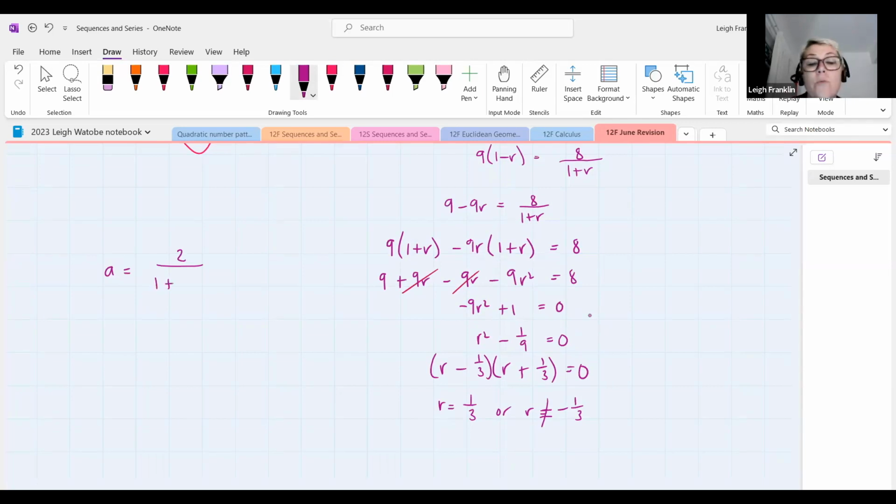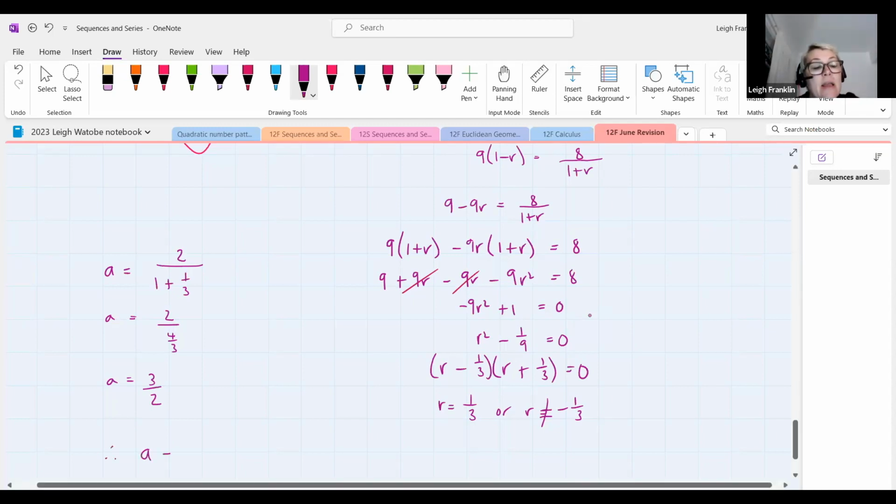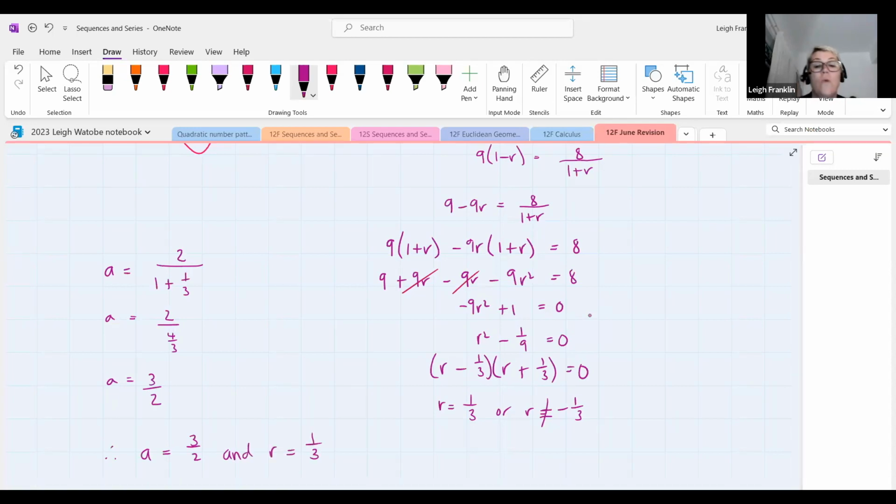So for r, we've accepted 1 over 3. That would give us 2 over 1 plus a third, which would be 4 thirds. And if we take 2 and divide it by 4 over 3, that would give us 3 over 2 as our final answer. So that means that A equals 3 over 2 and r equals 1 over 3.